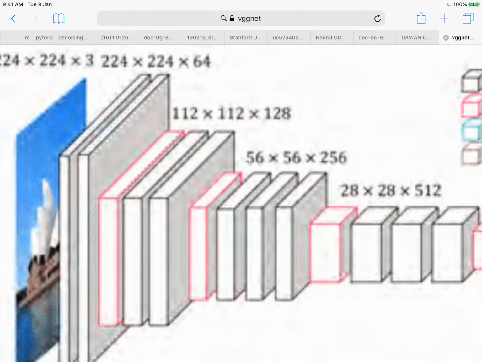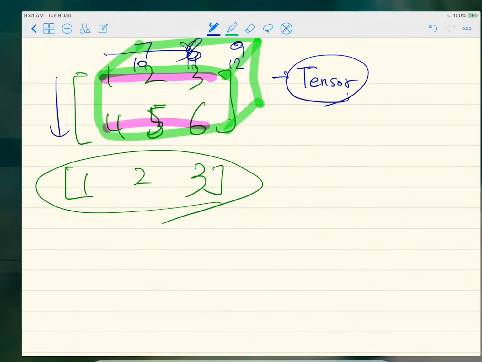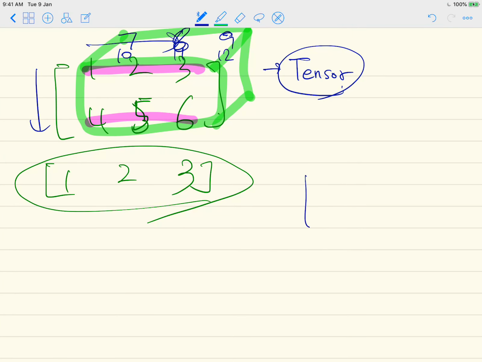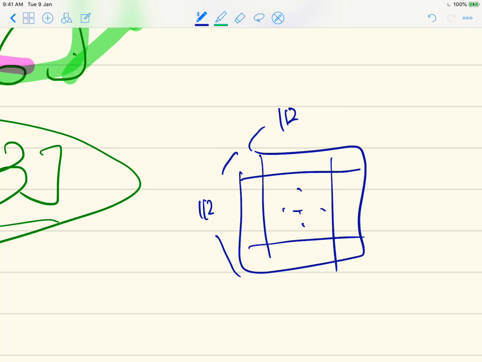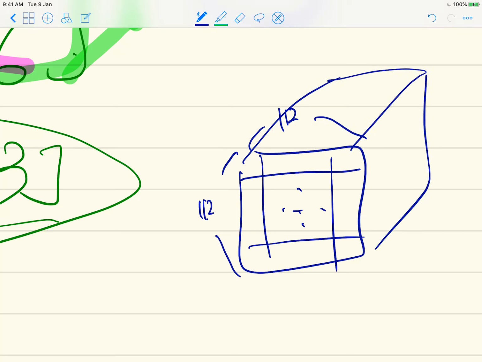notion, such as... given this image, so this is 112 by 112, right? And then we have an increased channel of 128 channels. But what about the first channel and the second channel and the third channel? What's the meaning of it?